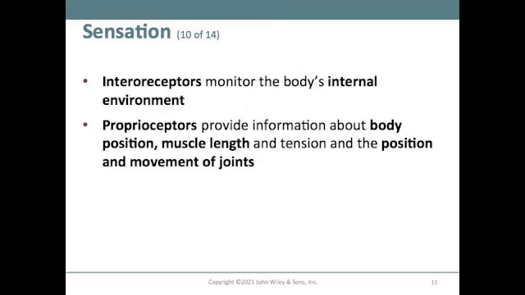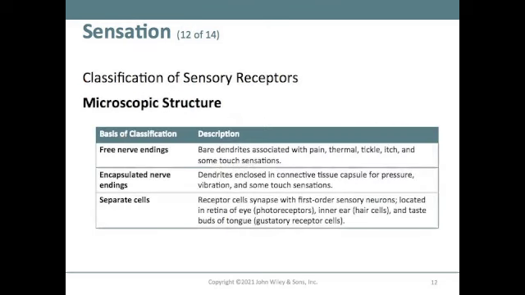Proprioceptors are located in muscles, tendons, and joints. They provide information about equilibrium or balance, and that includes body position, muscle length and tension, and the position and movement of your joints. And that brings us to table 16.1 on page 573. This table goes through the classifications of sensory receptors. Please review this table on your own time.